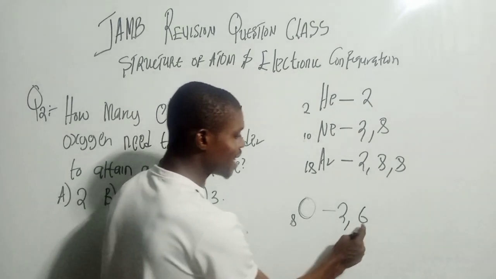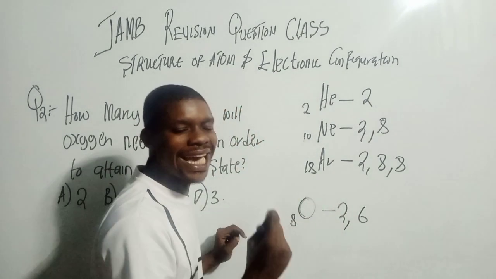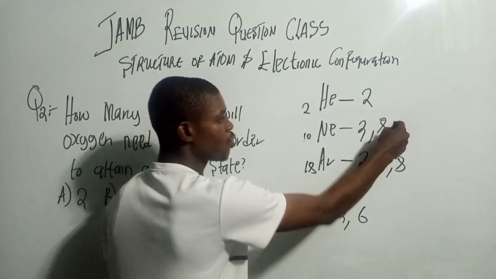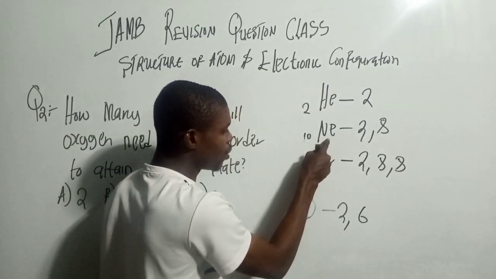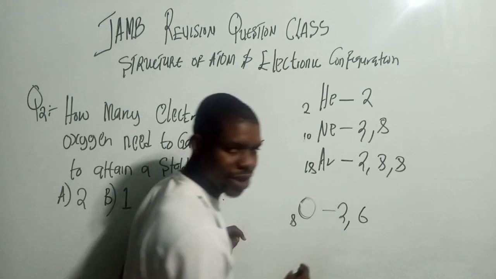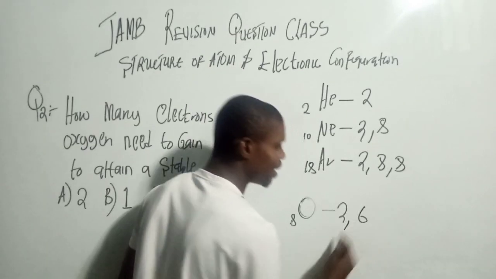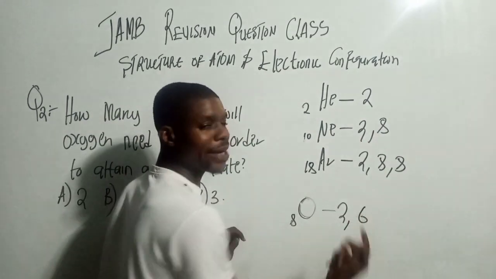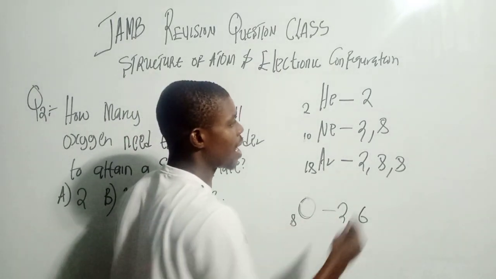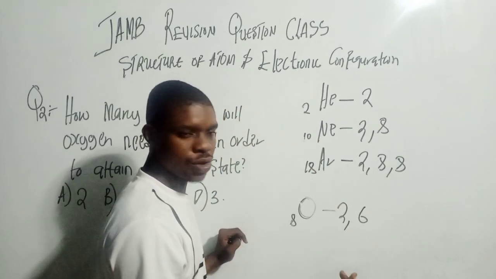Do you get that? So here is 6. You need to gain electrons to have it. Do you get that? Because if you want to behave like neon, the electrons here are lacking. We don't have enough electrons here. So how many electrons does it need to gain in order to have it? It's 2. Do you get that?